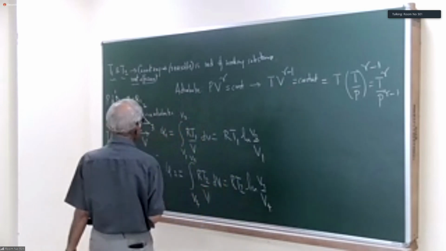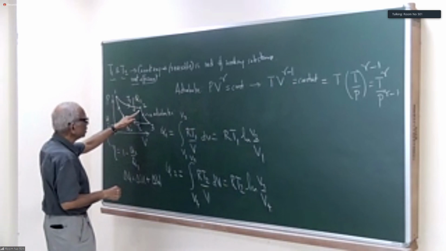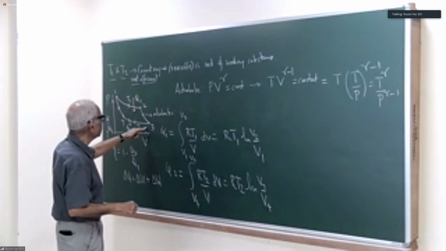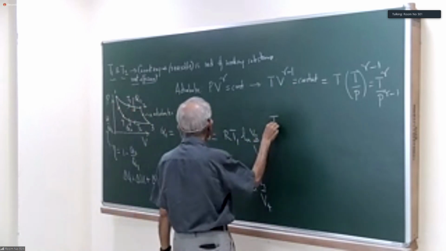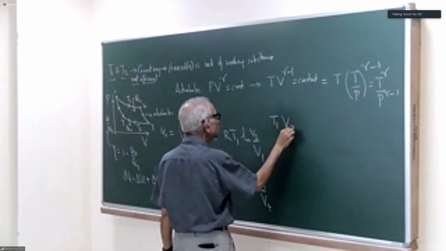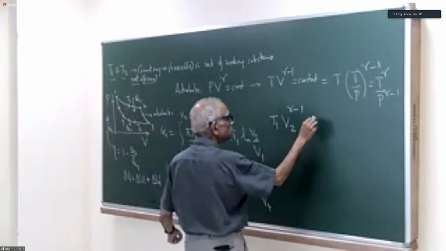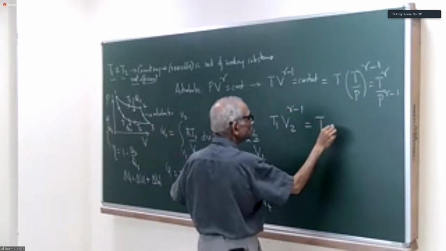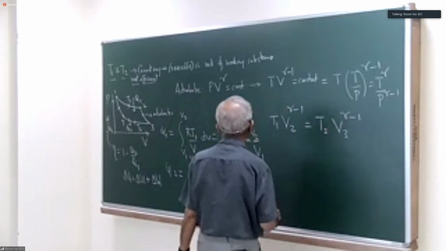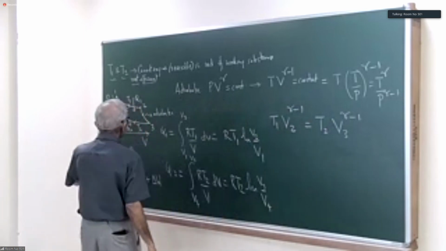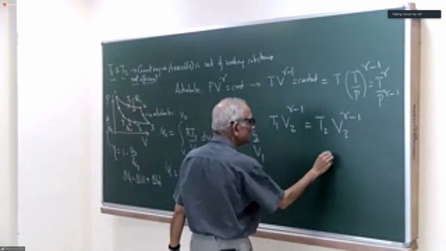So let's look at the adiabatic process, that is from here to here. This is T1 to T2. The volume goes from V2 to V3. So T1 V2 to the power gamma minus 1 is T2, and then it is V3 to the power gamma minus 1. Come here, it is T2.